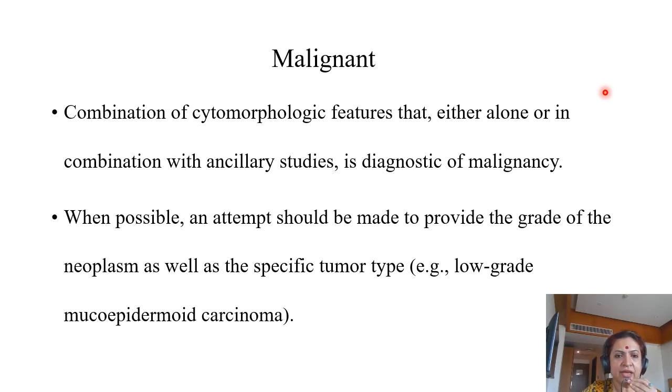Malignant. So you have a combination of cytomorphologic features that either alone or in combination with ancillary studies is diagnostic of malignancy. When possible, an attempt should be made to provide the grade of the neoplasm as well as the specific tumor type. For example, if it is a mucoepidermoid, you can try to grade the tumor, whether it is a low or a high grade that you are suspecting.